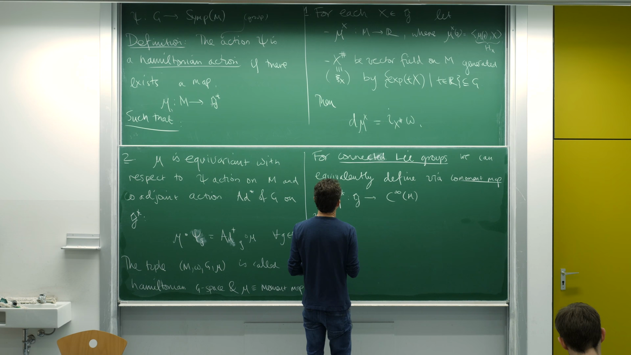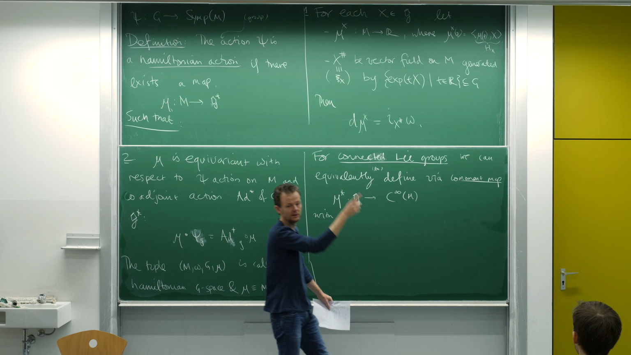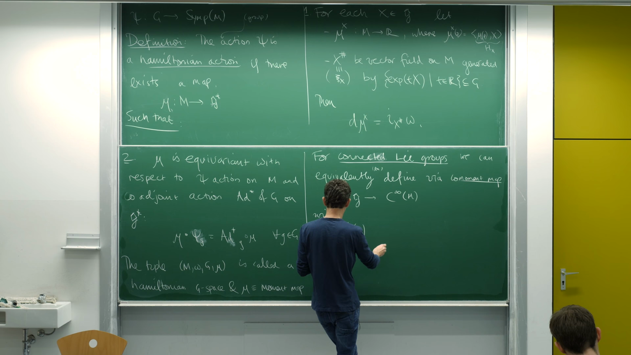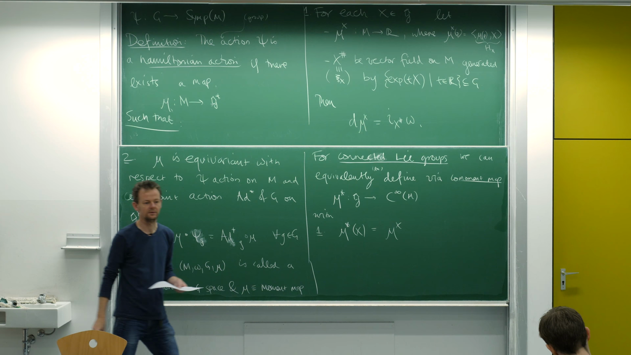So this is an exercise. Equivalently, you just have to dualize everything you see here. So condition one becomes that this co-moment map, when evaluated on an element of this Lie algebra, is just this mu of x. It's just the Hamiltonian for x.